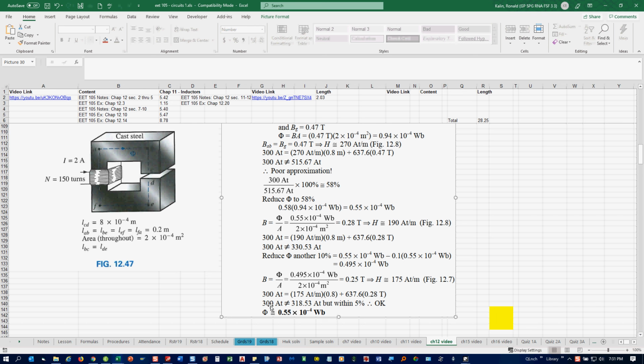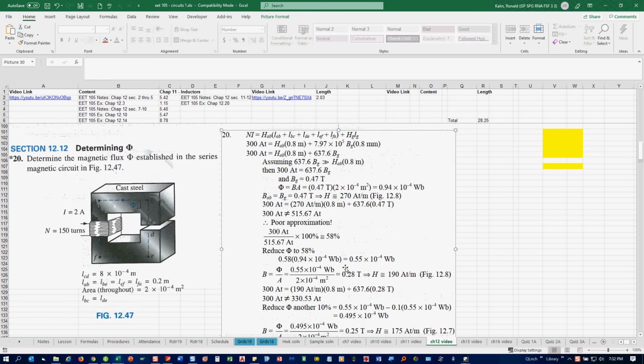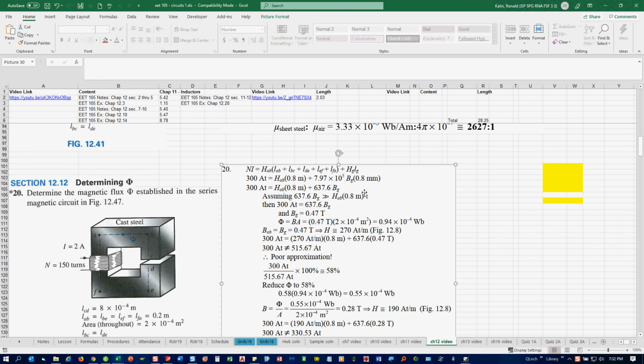So then they said when you do that, 300 is not equal to 318, but it's a lot closer. It's within 5%. They said, okay. So then your estimate of phi, 0.55, was okay. So that's basically how you do it. The weird thing about this is that you figure this equation out and then you have to start doing estimation.